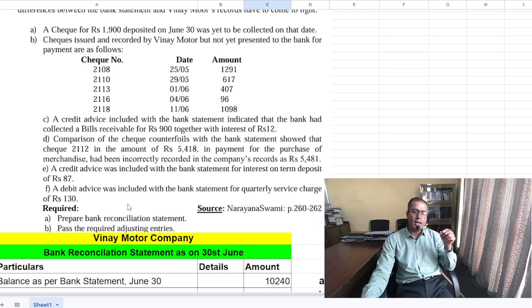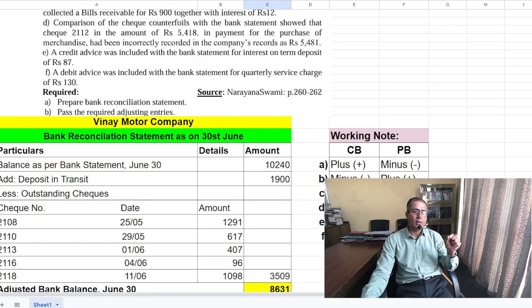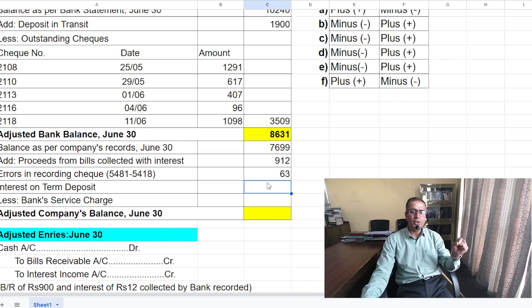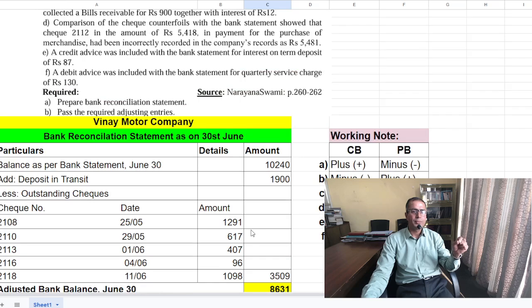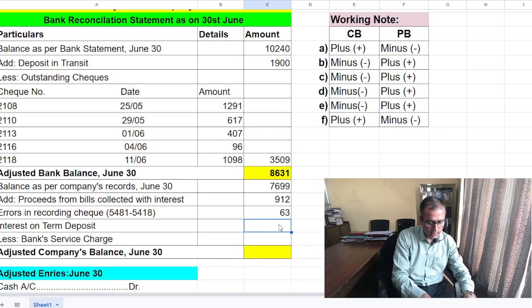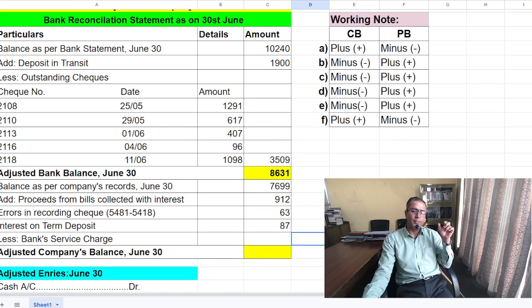Now the next one is that we have a credit advice included with the bank statement, interest on term deposit. This is our case of E number, credit advice, which was only recorded in the bank statement. That is the case of credit memoranda, right? So interest on term deposit is plus in the passbook, it is minus in our accounts. That means the passbook has been updated, but it has not been updated in our accounts. So it would be interest on term deposit. We have 87. Okay, then let's move to the next one.